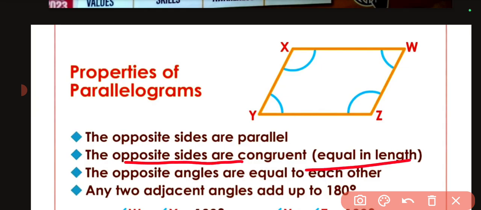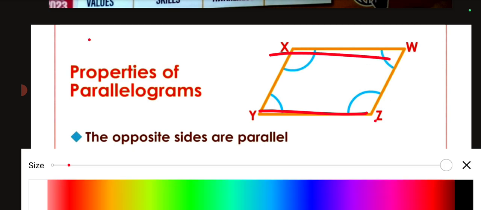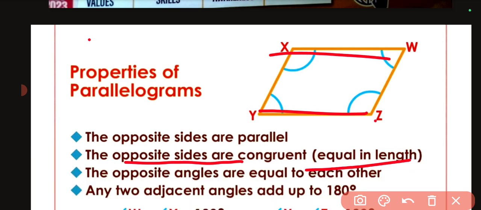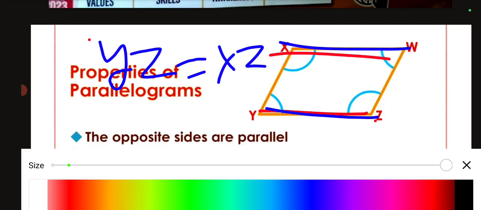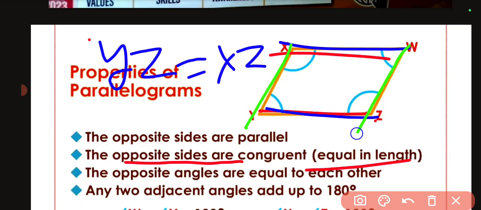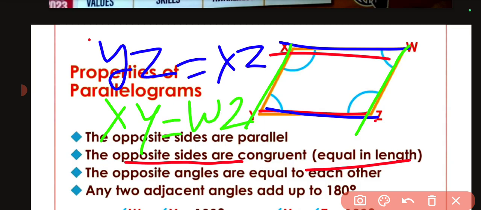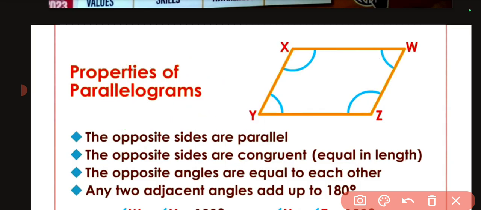Second thing is the opposite sides are congruent, equal in length. If they are parallel, they are equal to each other. So yz is equal to xz, and xy is equal to wz. Clear?